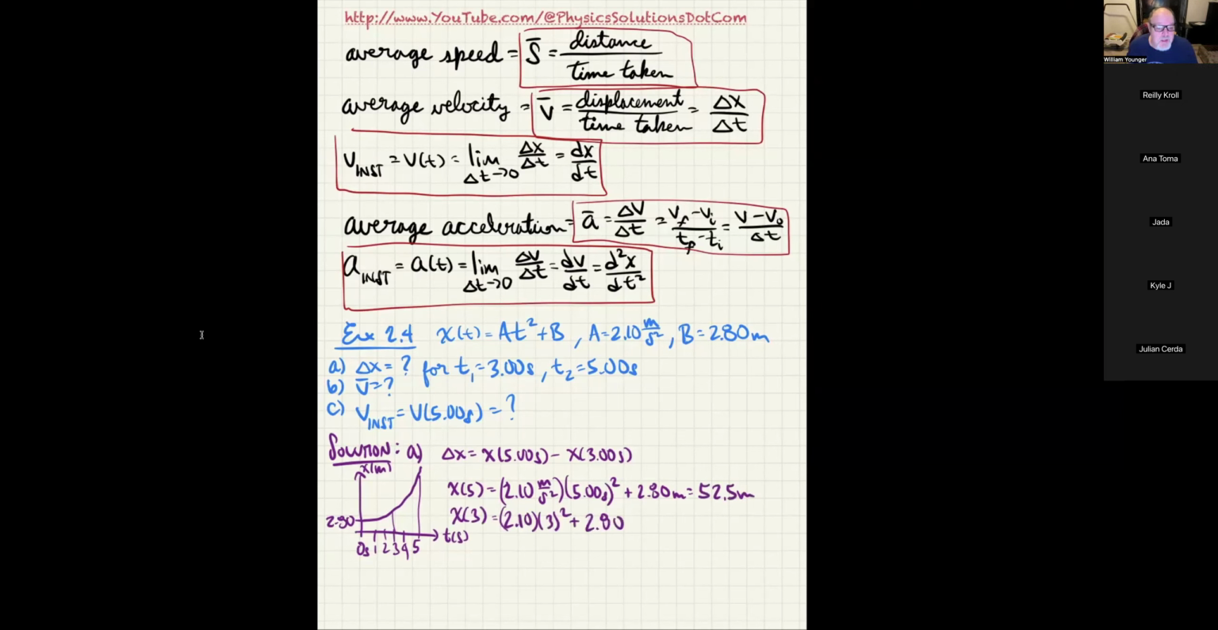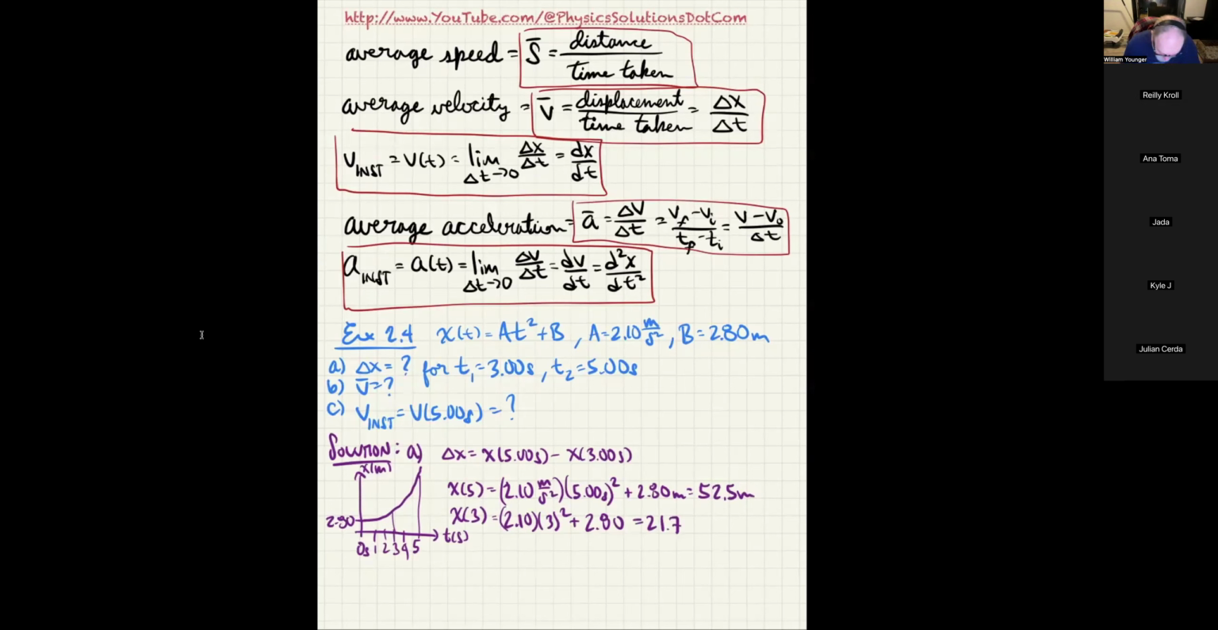2.1 times 3 times 3 plus 2.8. Oops, I forgot to add the 2.8 last time. That's why that number didn't look familiar. This one turns out to be 21.7.